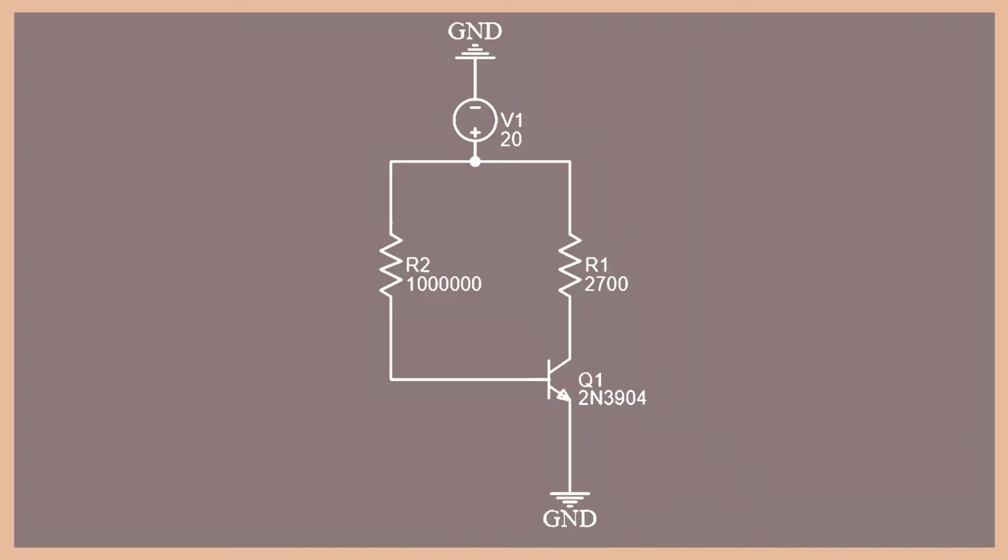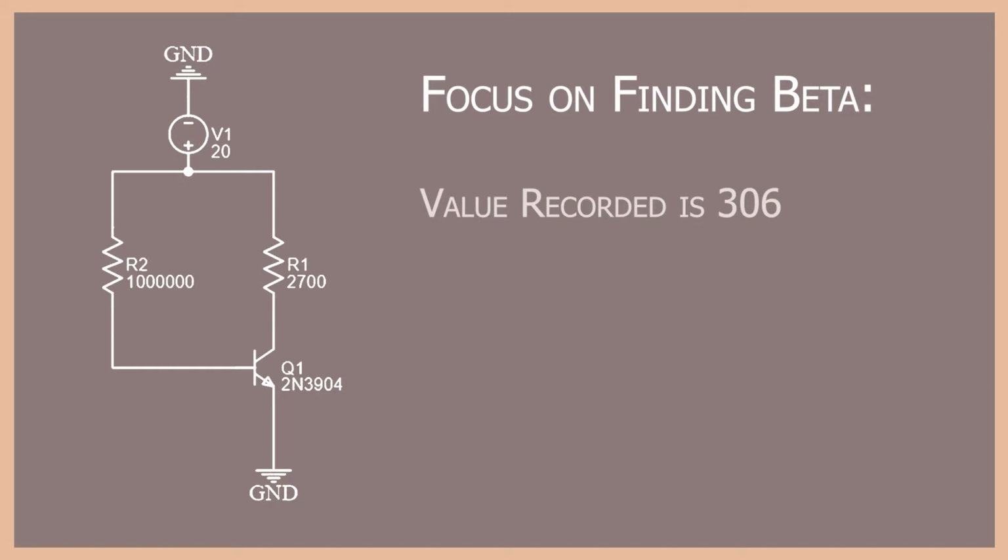So, for part 1, the circuit is built like this, and it only focuses on how to find the beta value of the 2N3904 BJT. Also, in Easy EDA, there's no model of the 2N3904 BJT, so you have to change the model there by just changing the name of the model.